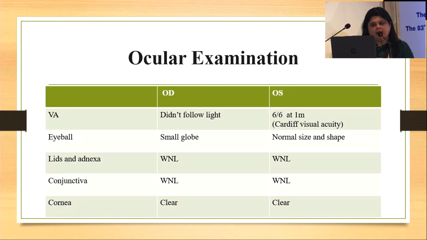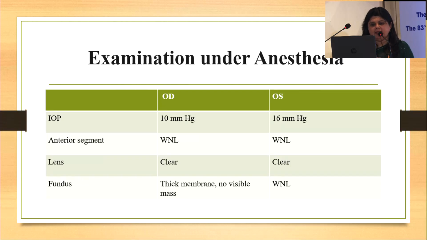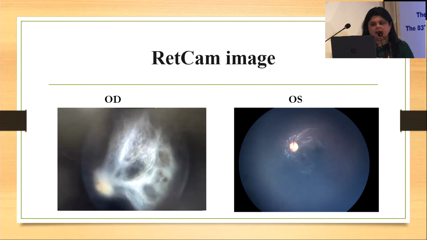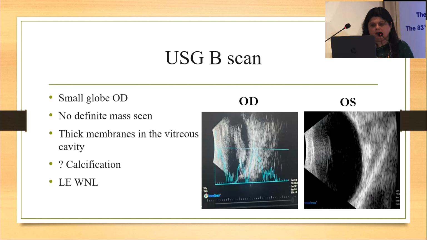So on ocular examination, the right eye did not follow any light, and the eyeball appeared smaller on gross examination. The rest of the lids, conjunctiva, and cornea were normal on both sides. So we went ahead with examination under anesthesia, and this is what we saw. This was a RetCam image. There was this thick membrane which was seen in the posterior segment, but there was no definite mass.